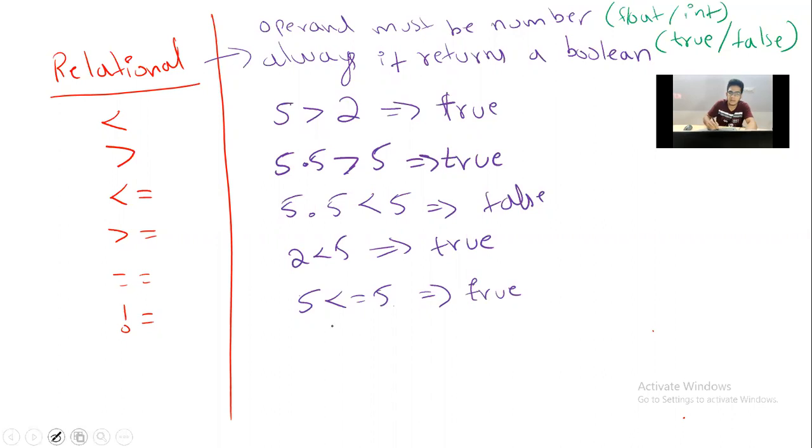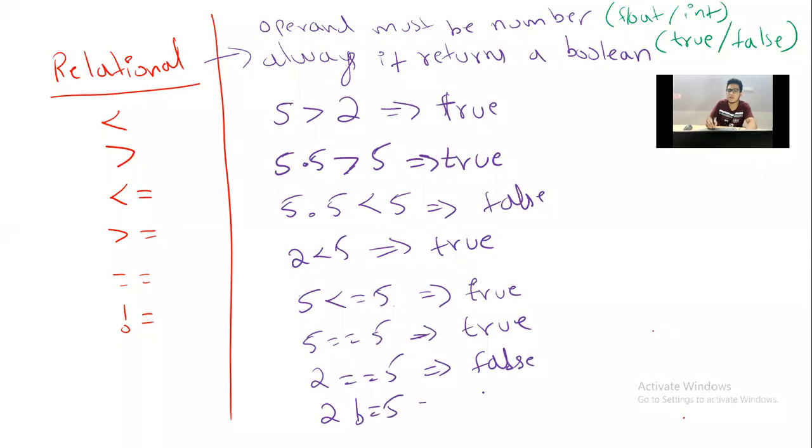Is 5 equal to 5? Yes, the answer is true. Is 2 equal to 5? No, the answer is false, because 2 is not equal to 5. So if I ask whether 2 is not equal to 5, what is the answer? The answer is true, because whatever statement you have told, it is true. 2 is not equal to 5, and that is what it is telling. So it is true here.